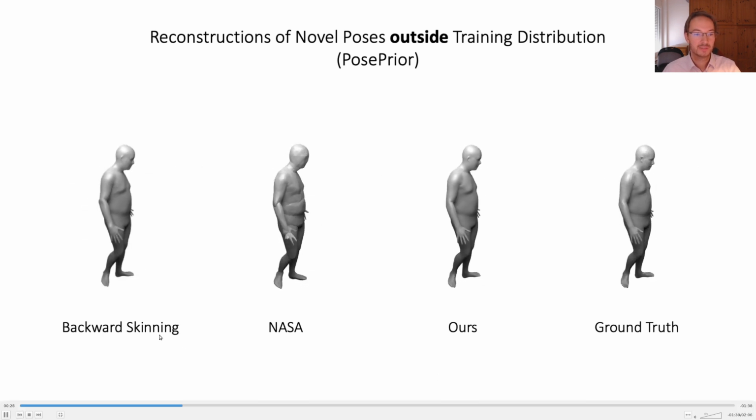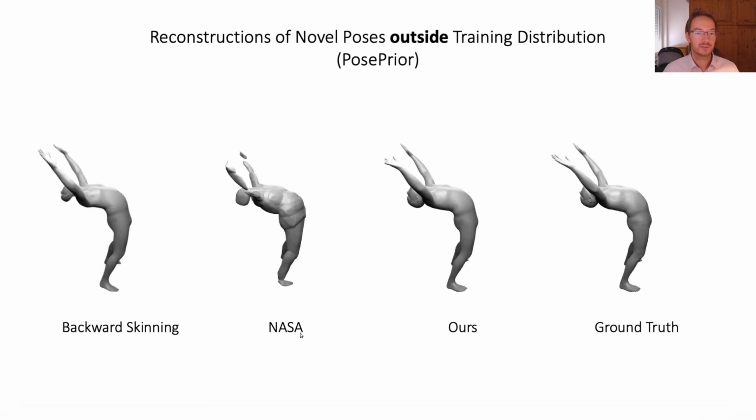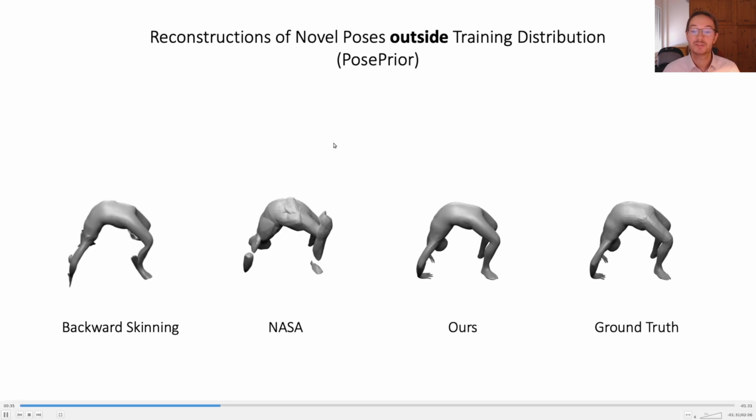As you can see, neither backward skinning nor NASA can represent the shape well, and it becomes even more severe in the case of OOD data, when we are reconstructing novel poses that are outside the poses that have been observed in the training distribution, where these baselines are really struggling.